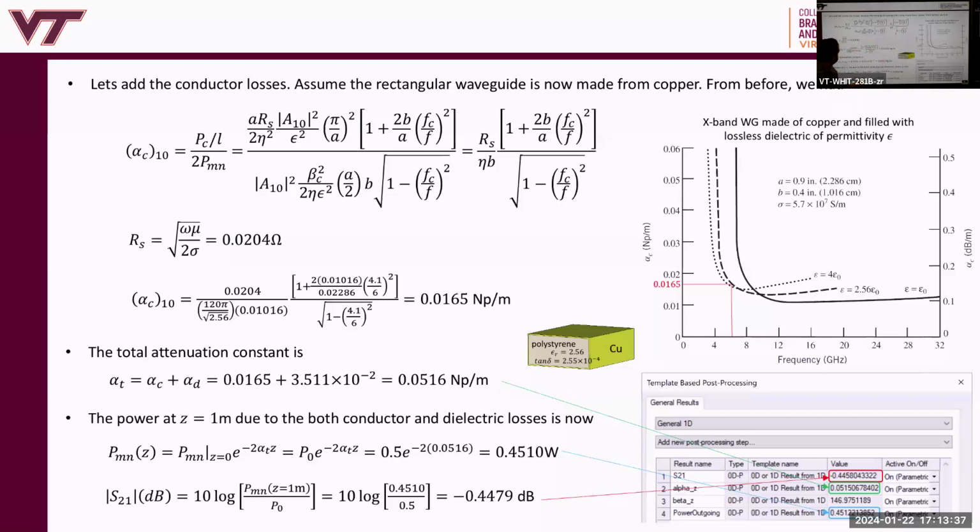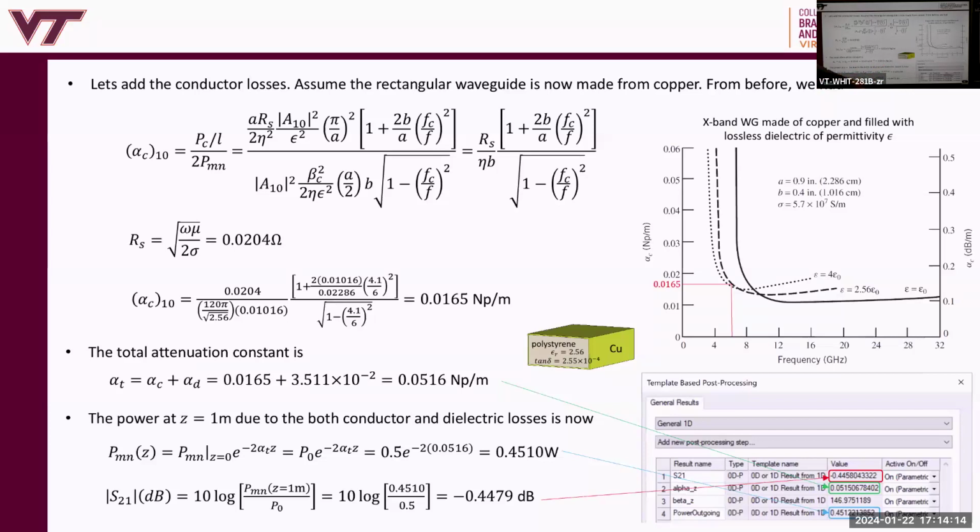0.02. All right. We plug that into this formula, which I've expanded here with all the numbers that we derived. We get 0.0165 nepers per meter. We add that to our dielectric attenuation constant of 0.035, and we get the total of 0.0516. Redid the simulation in CST with copper and polystyrene, and we get the new alpha as 0.0515, which is exactly what we've calculated analytically. So the numerical solution is a little off, right? I mean, these are exact analytic formulas, but the numerical solution is close.